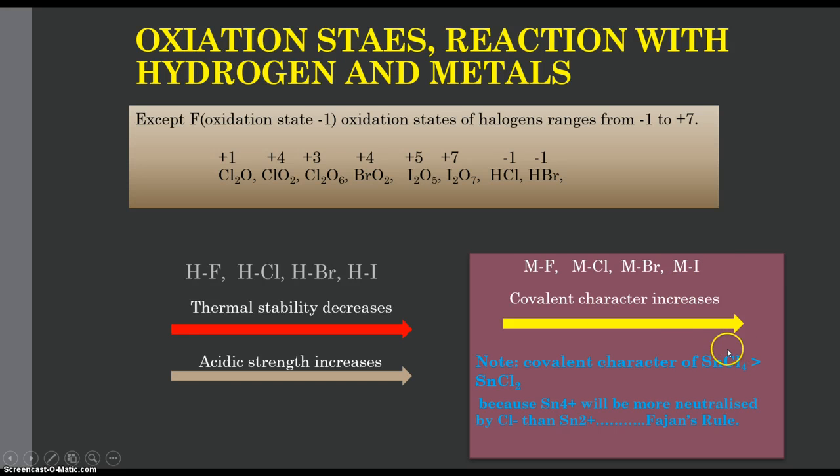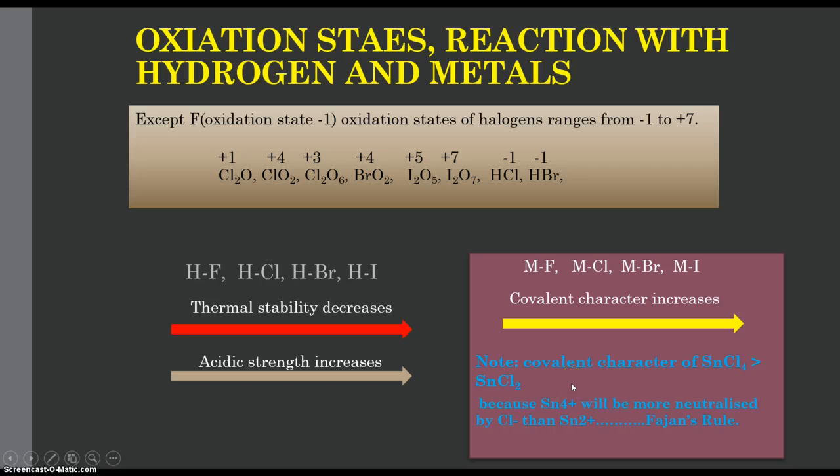Now if we highlight two compounds, where one compound is SnCl4 and another compound is SnCl2, and if I ask all of you a question, who will possess greater covalent character, SnCl4 or SnCl2, who will predominantly show the covalent character? First of all, we have to look at the cation and anion present in each compound. In this compound, the cation is Sn4 plus, the anion is Cl minus. In this compound, the cation is Sn2 plus, the anion is Cl minus.